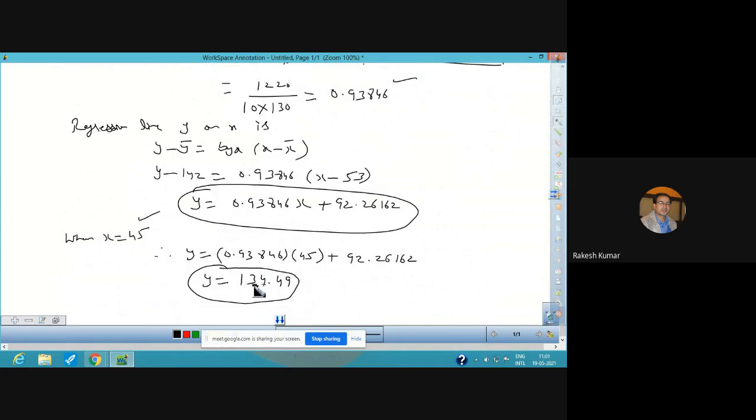134.49. So this is the meaning of this. So this is very much a practical aspect of the concept of regression analysis. So this is all about the topic of regression analysis. We shall continue in the next class. Thank you very much.